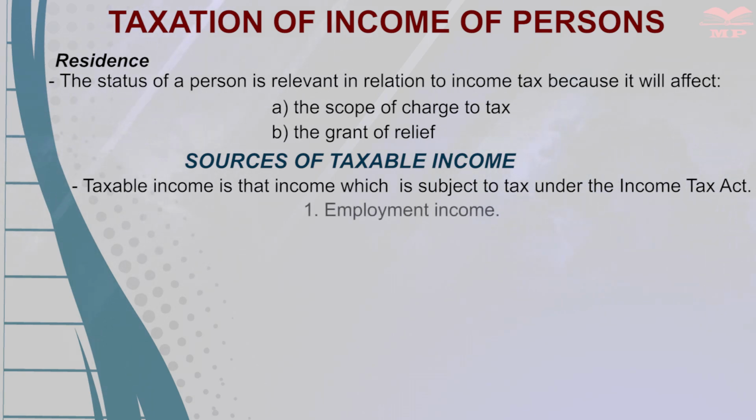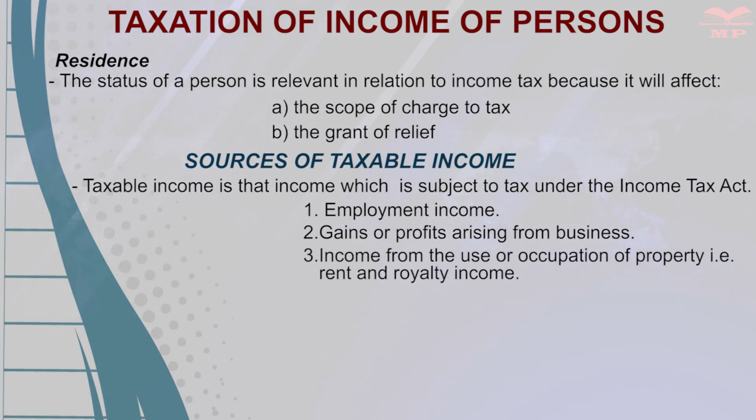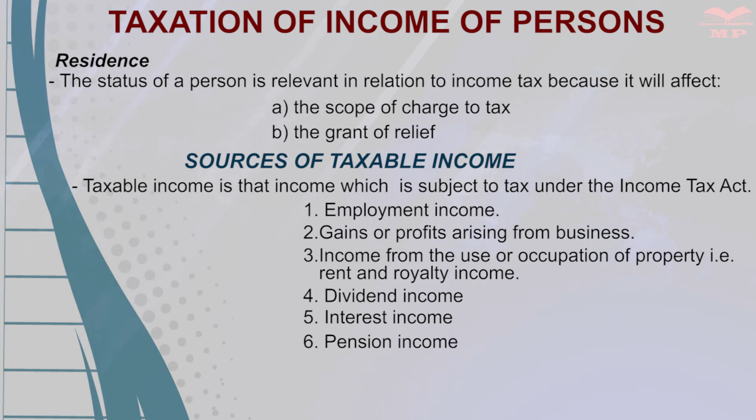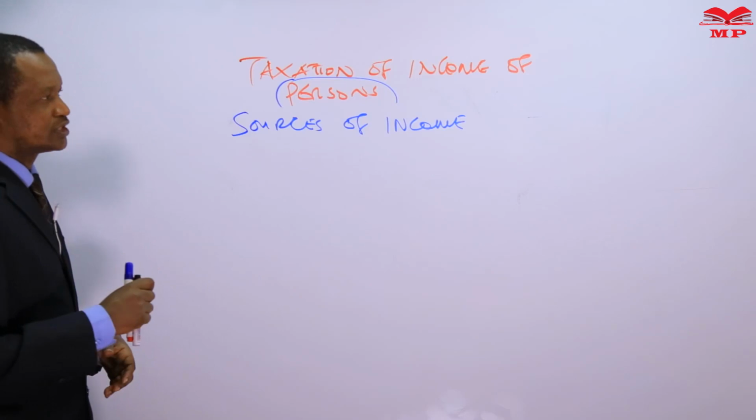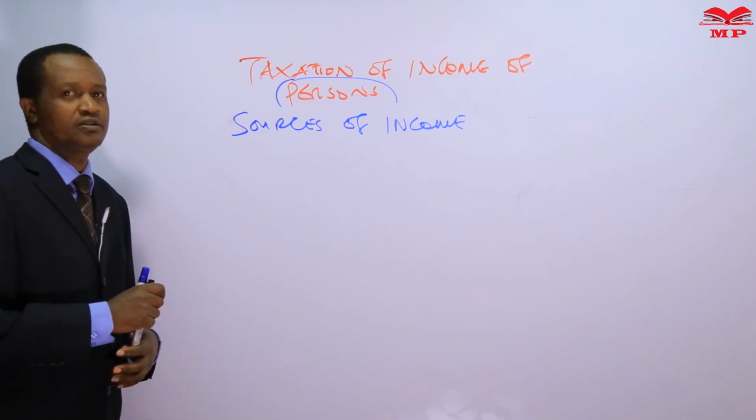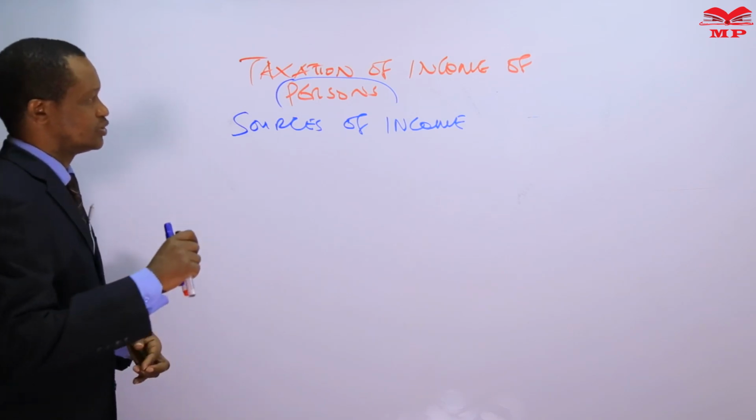Number one is the employment income. Number two, gains or profits arising from business. Number three, income from the use or occupation of property. That is the rent income and royalty income. Number four, dividend income. Number five, interest income. Number six, pension income. And number seven, any other income deemed by the Commissioner of Income Tax as being taxable. So those are some of the sources of income which is subject to tax.